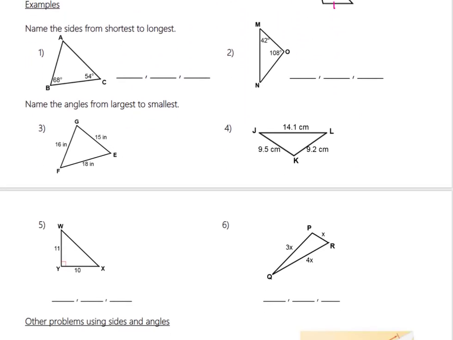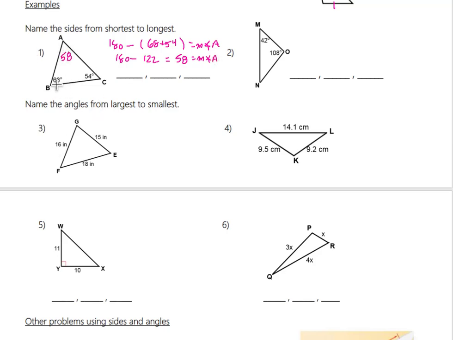When I name the sides from shortest to largest, we need to find what each of those angle measures are. 68 and 54 adds up to 122. So that's going to leave 58 degrees left for the measure of angle A. So A is 58, C is 54, and B is 68.